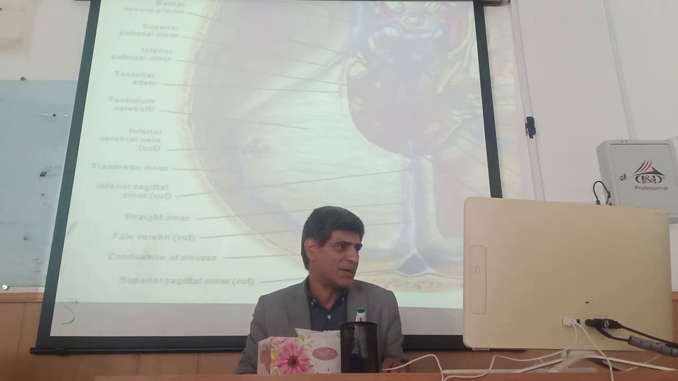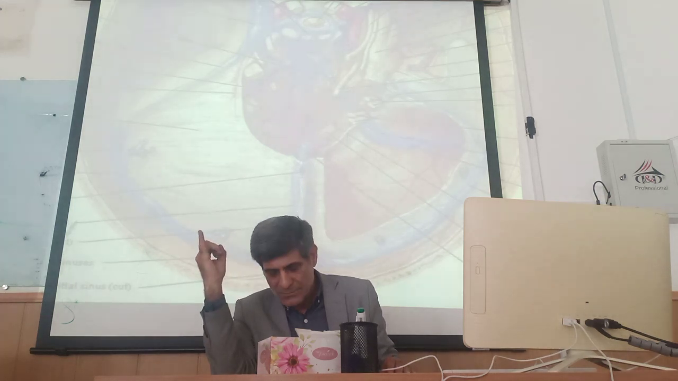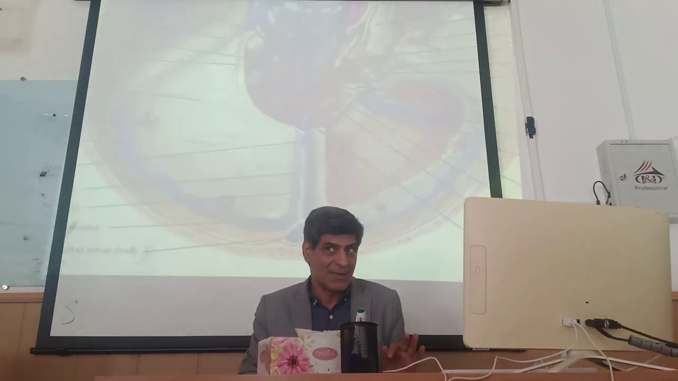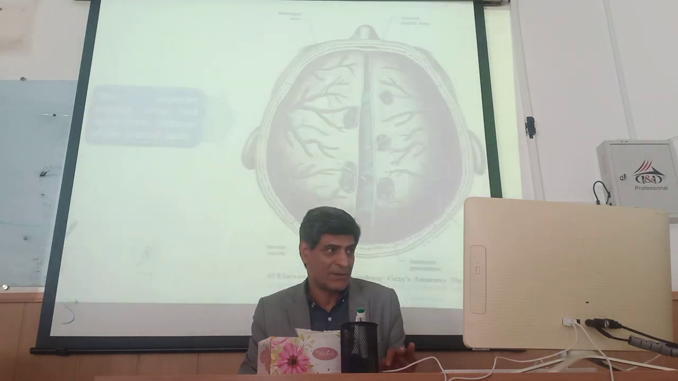Confluence of sinuses, this part. The confluence is formed from three sinuses: the straight sinus, right transverse sinus, and superior sagittal sinus. Okay, this confluence of sinuses is very important.